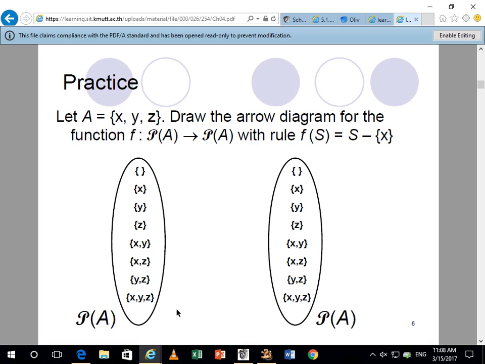Okay. The only thing is an empty set. We don't need this. Oh, okay. Okay, thank you. Very good.